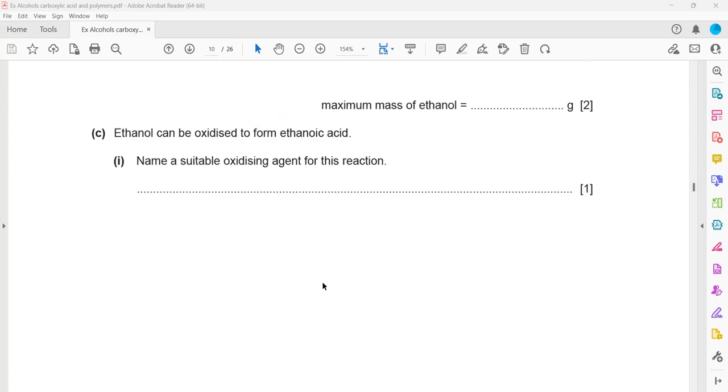Ethanol can be oxidized to form ethanoic acid. Name a suitable oxidizing agent. Acidified potassium permanganate, or acidified potassium manganate, so acidified potassium manganate 7.